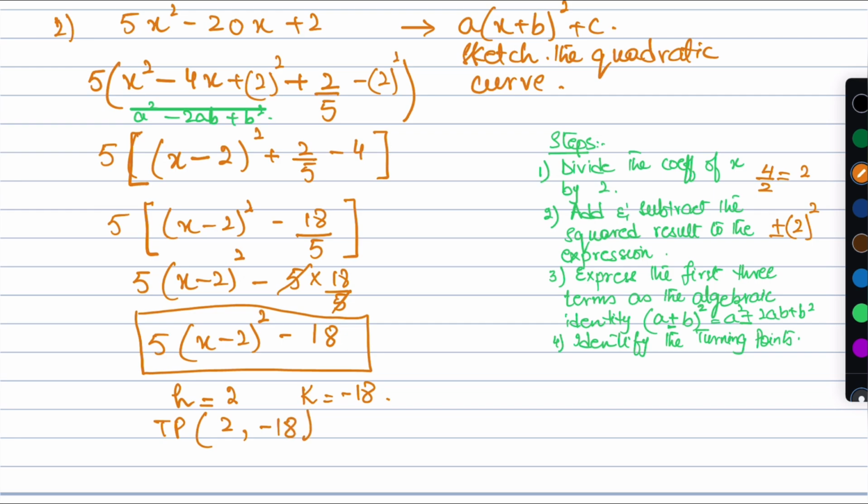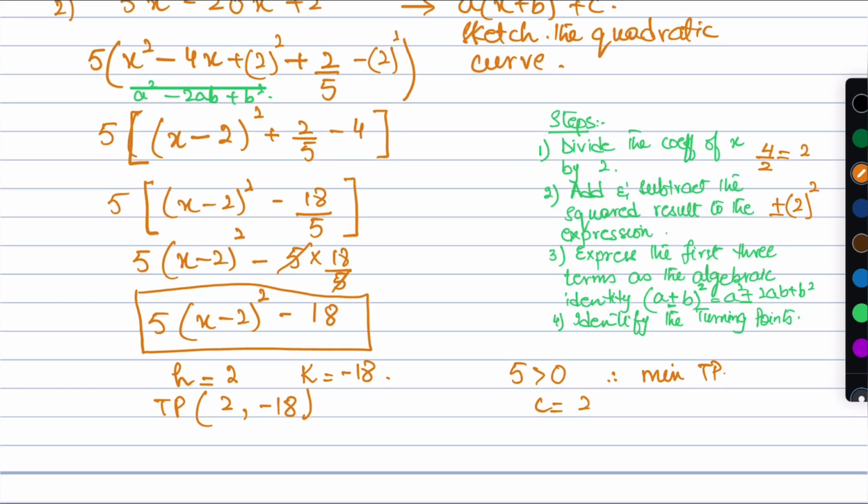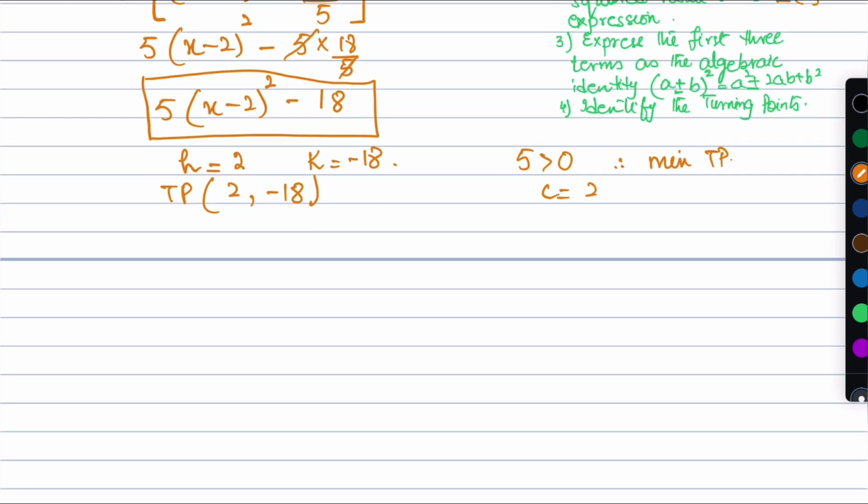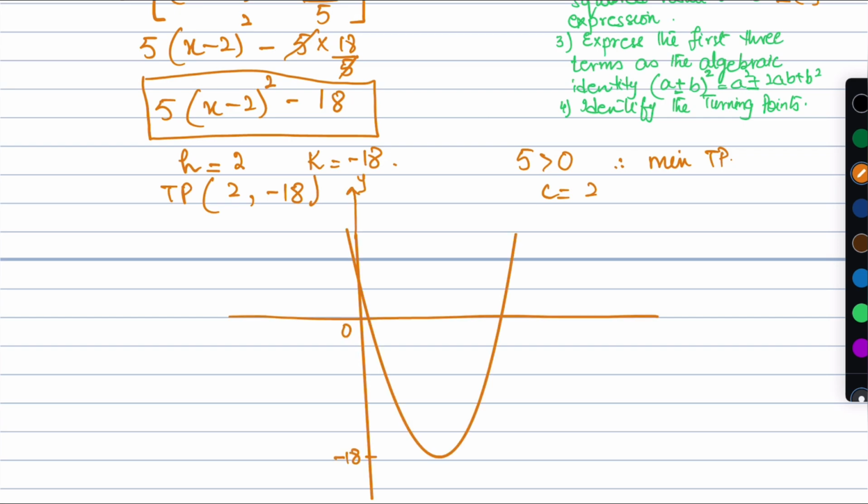This is the curve which had the coefficient of x square greater than 0. I had 5 as the coefficient of x square. So 5 is greater than 0. Therefore, it has to be a minimum turning point curve, and also the y-intercept here is 2. I have in fact all the information to plot the quadratic curve here. I know very easily I can sketch the quadratic curve.